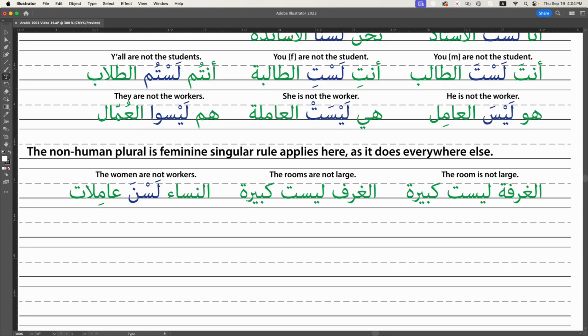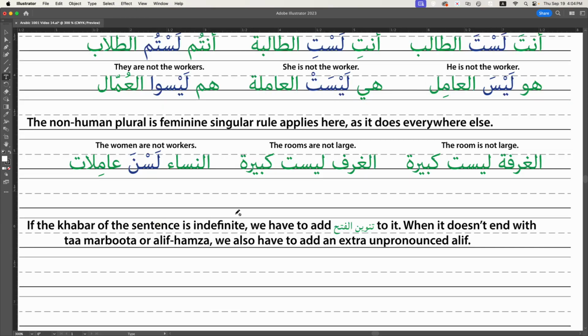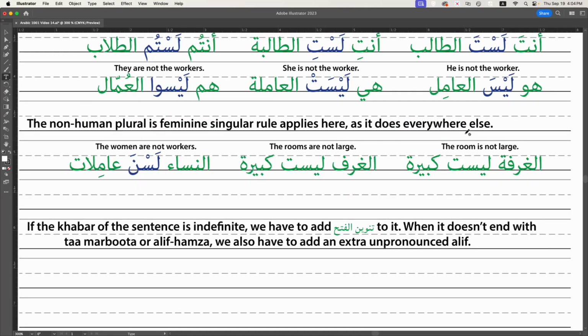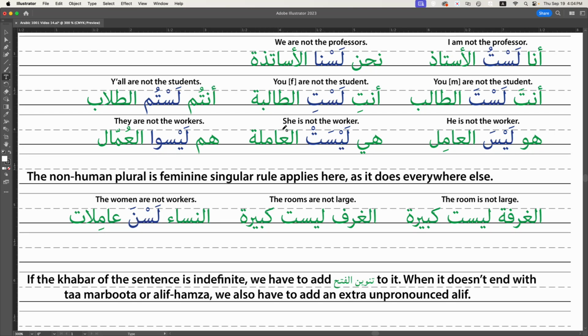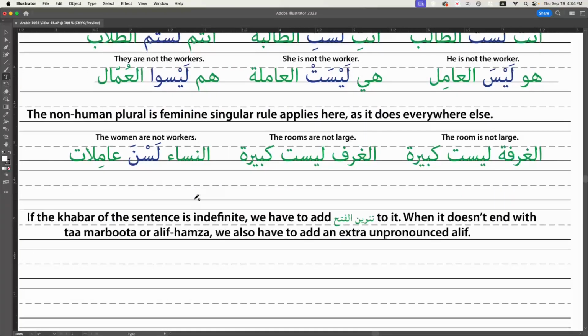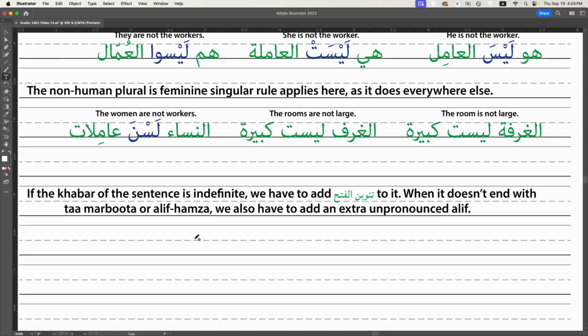But it gets more complicated. But wait, it gets better. If the khabar of the sentence is indefinite, notice that all of these khabars up here are definite, which I did on purpose. If the khabar of the sentence is indefinite, we have to add tanween al-fath, the double fatha that is pronounced n, to it. When the word doesn't end with ta marbuta or alif hamza, we also have to add an extra unpronounced alif, because we really want to make this as complicated as possible.